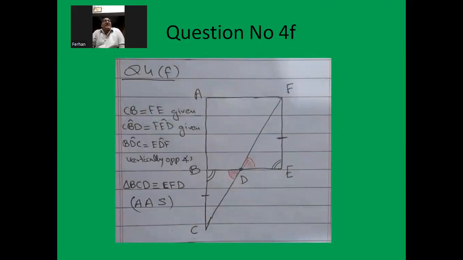So CB is equal to FE, it is given. The angle CBD is equal to the angle FED, it is also given. And the angle BDC is equal to the angle EDF because they are vertically opposite angles. So the triangle BCD is congruent to the triangle EFD. The reason is angle side, two angles and one of the sides. If two angles and one of the sides are the same in both triangles, both triangles will be congruent.